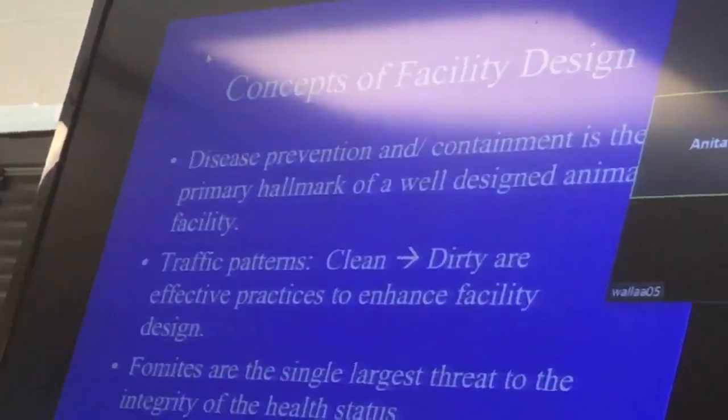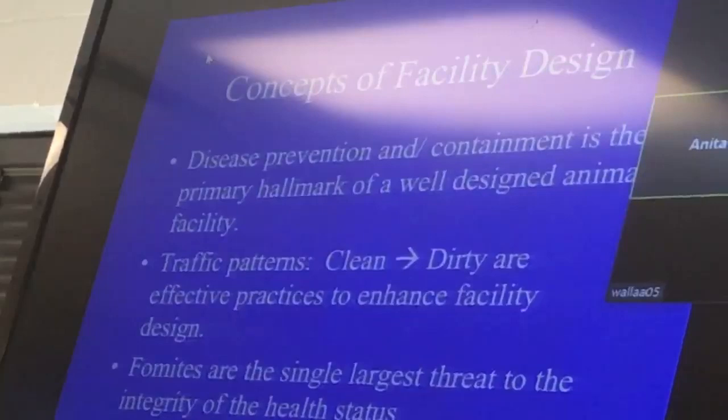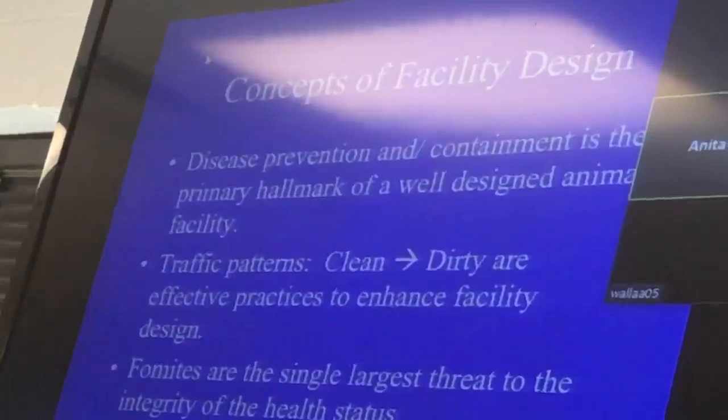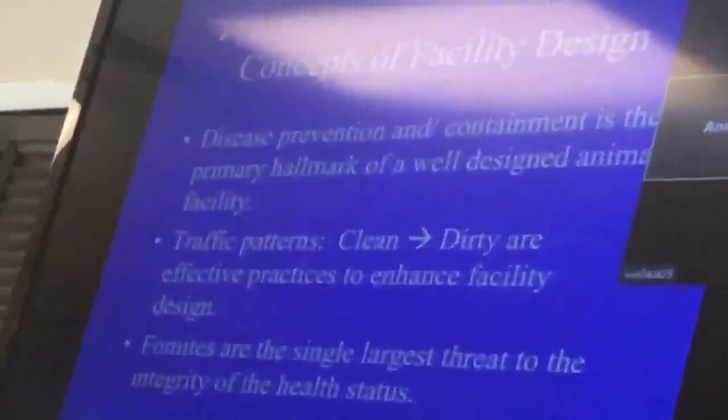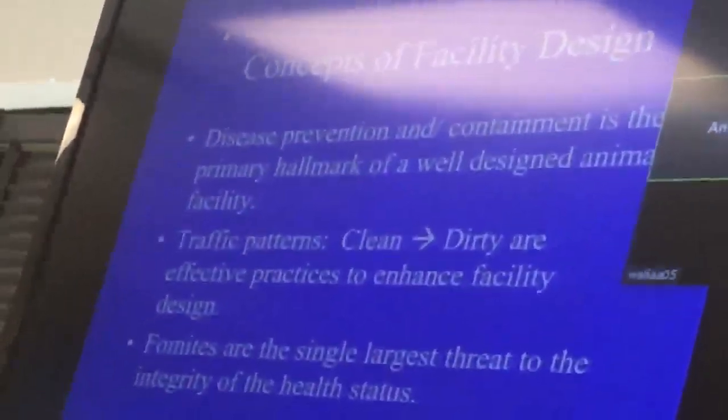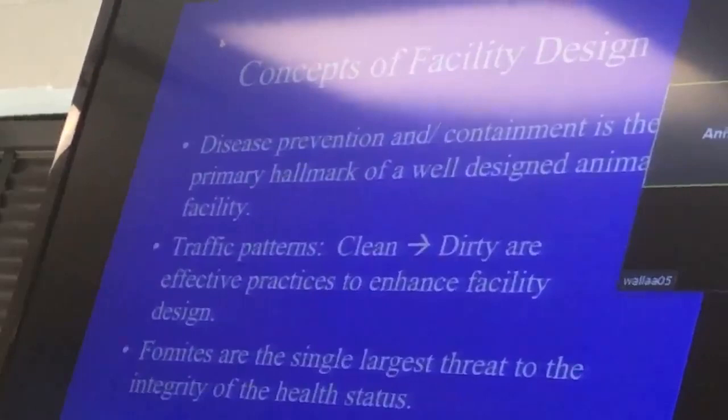And then fomites. Fomites are those inanimate objects that can bring disease into the facility. It can range from food and bedding. The way that food and bedding is stored at your vendor's site could be a source of fomites, especially if vermin have access to that food. The use of wooden pallets can bring roaches and other vermin into the facility. So those types of fomites you want to be aware of.